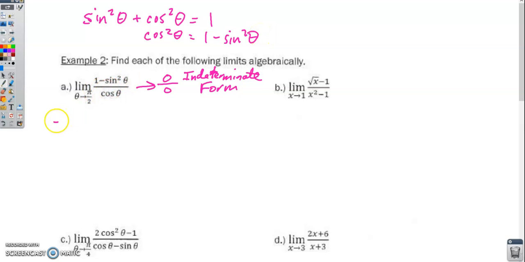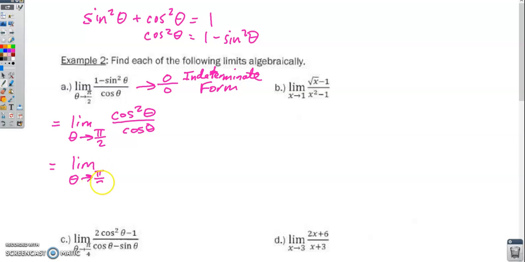And so this 1 minus sine squared of theta is equal to cosine squared of theta. So I'm going to go ahead and replace the 1 minus sine squared of theta with cosine squared of theta. And now I can cancel a cosine of theta from both numerator and denominator. It turns into this limit. And then I can just go ahead and substitute pi over 2 in there. And the cosine of pi over 2 is 0.